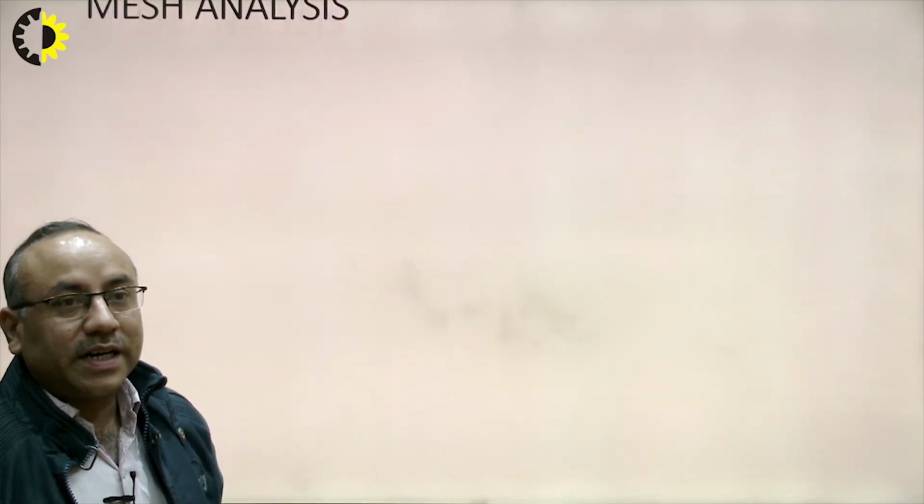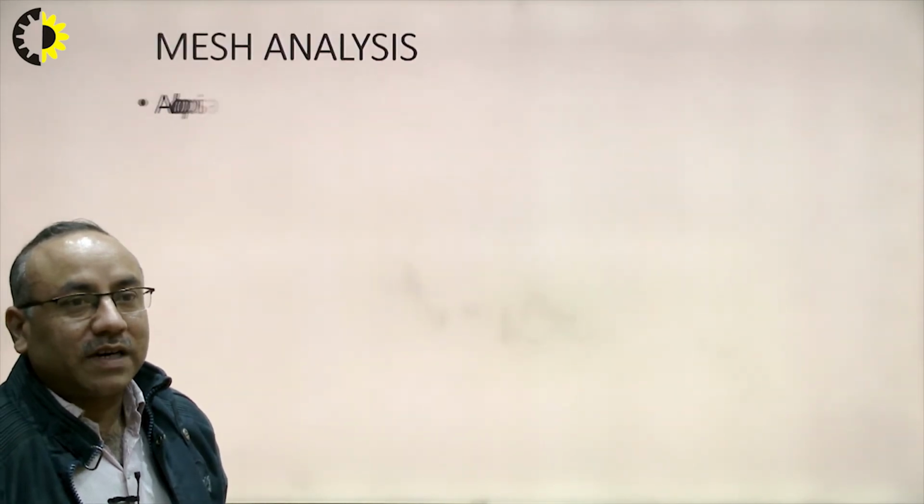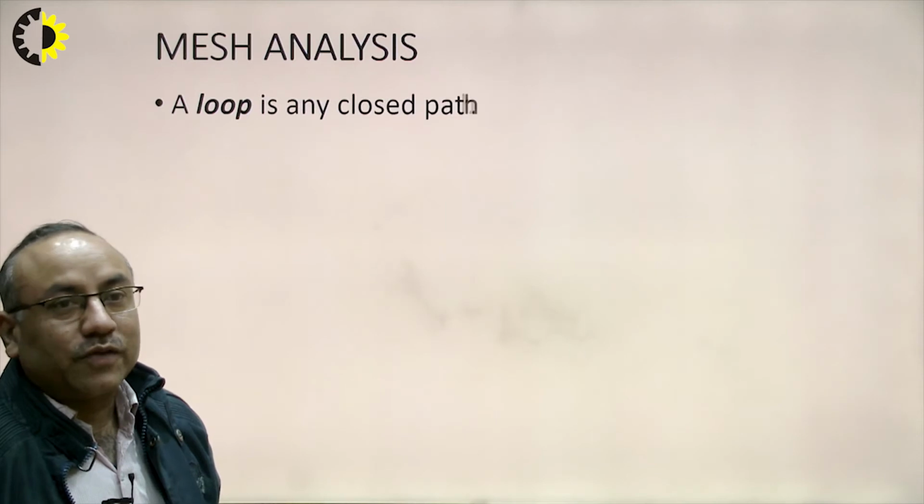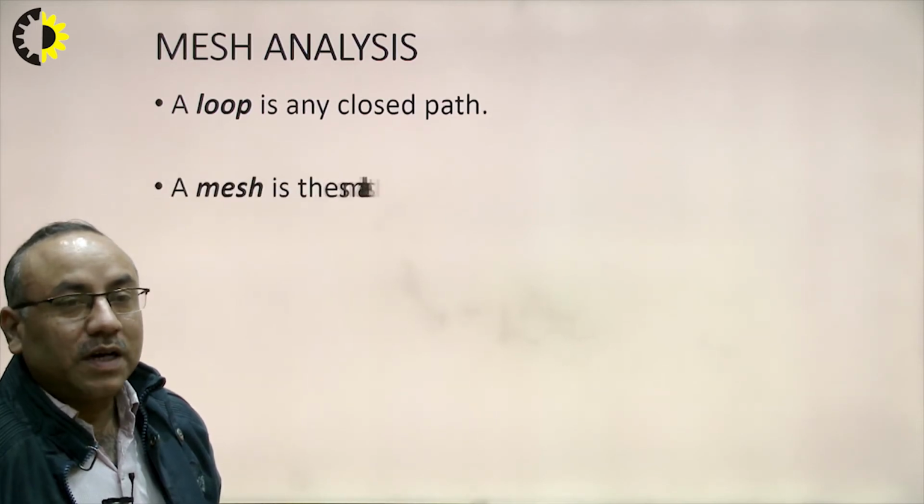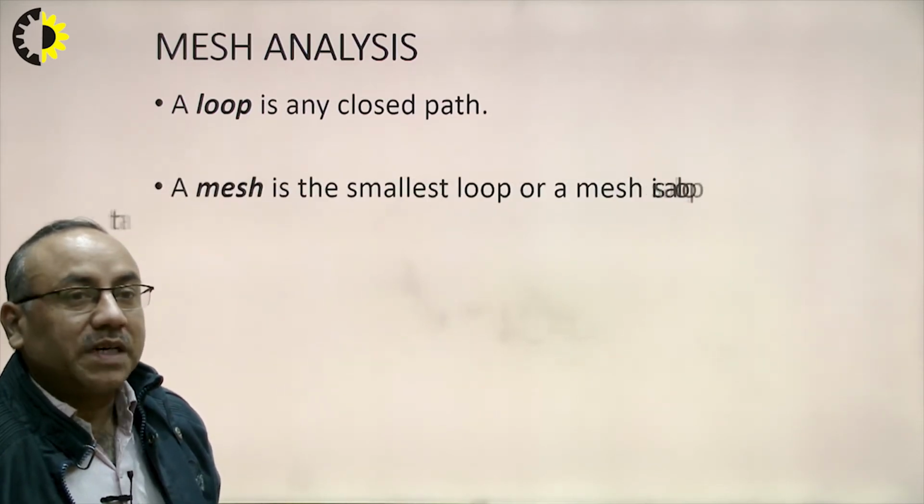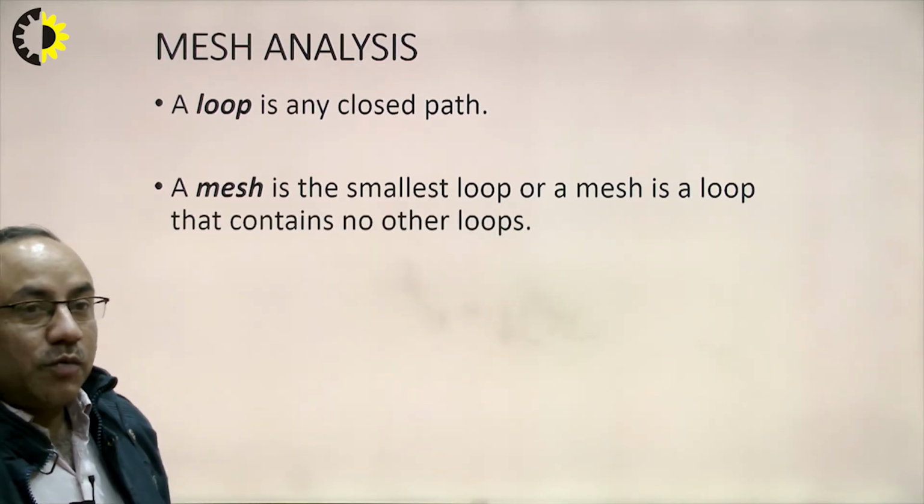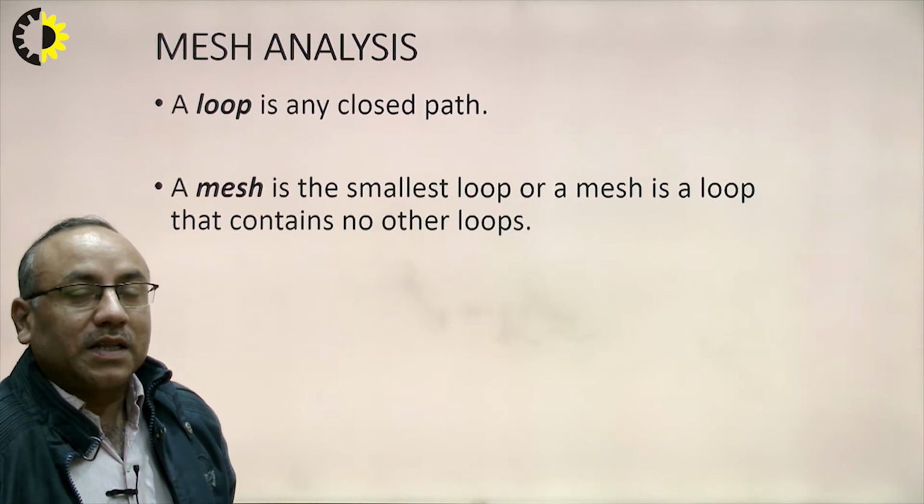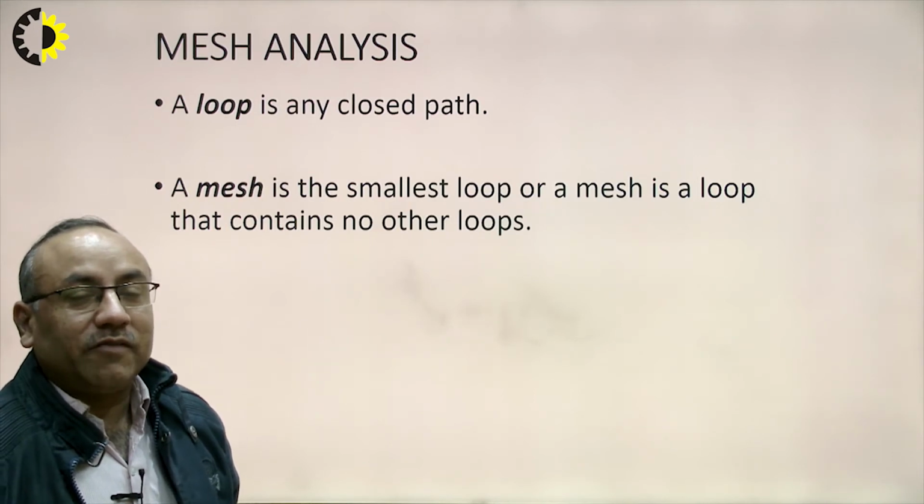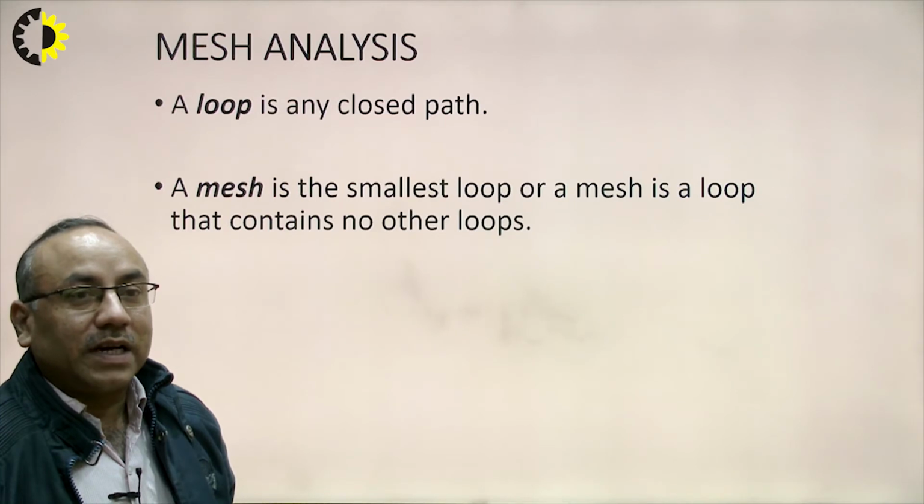In mesh analysis, first we should know what a mesh is and what a loop is. There is a minor difference between a loop and a mesh. A loop is any closed path. That means, in a given circuit, if we see a closed path, then we call it a loop.